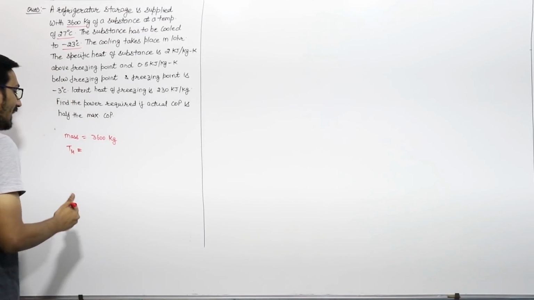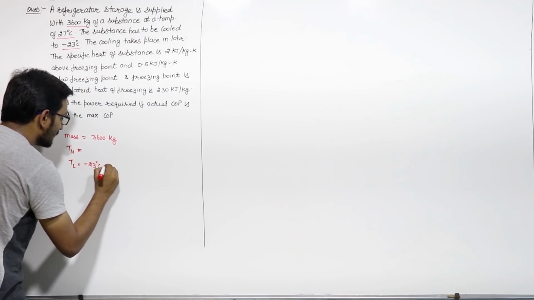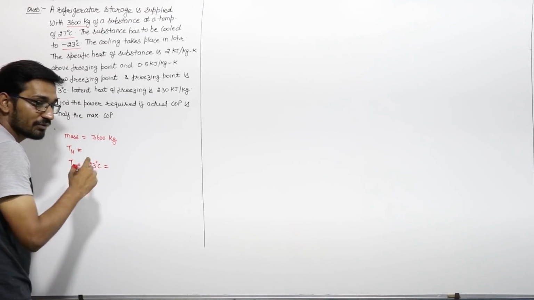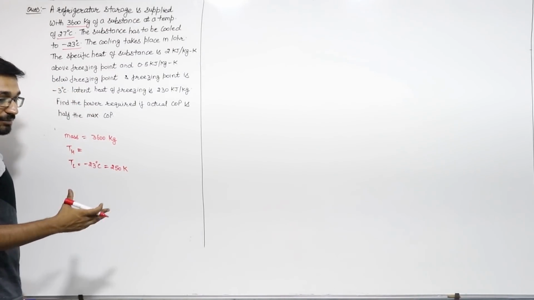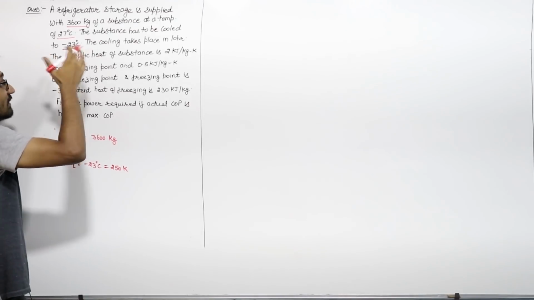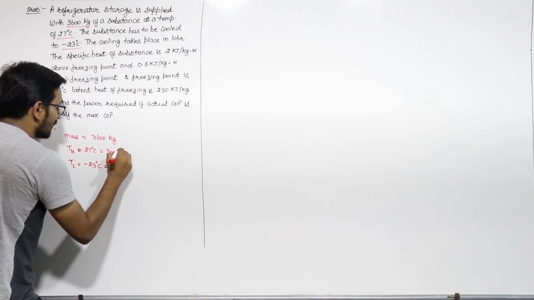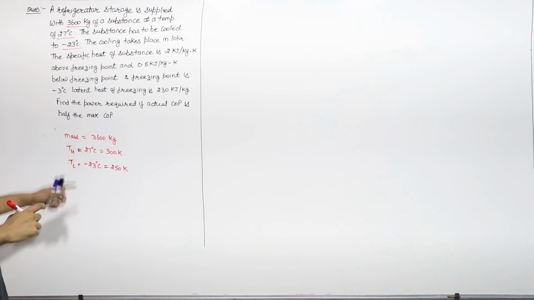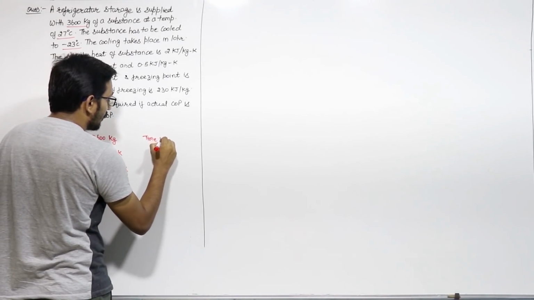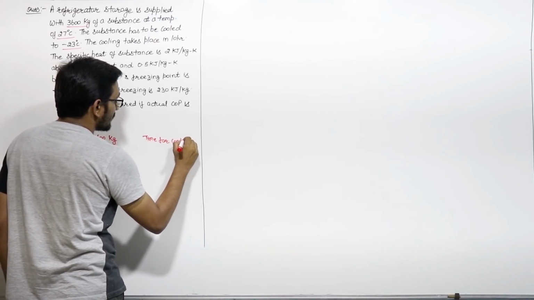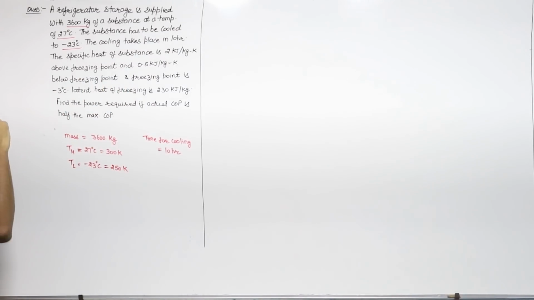We have to cool it to minus 23. So the lower temperature is given as minus 23 degrees Celsius, and this will be equal to 250 Kelvin. And the higher temperature where we have to reject the heat is 27 degrees Celsius, that is equal to 300 Kelvin. The cooling takes place in 10 hours. The time required to cool this 3600 kg of mass is 10 hours. In 10 hours this cooling will be done.